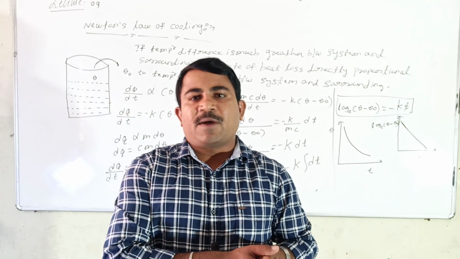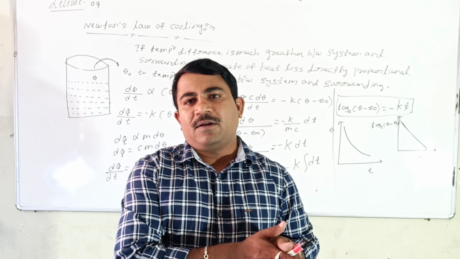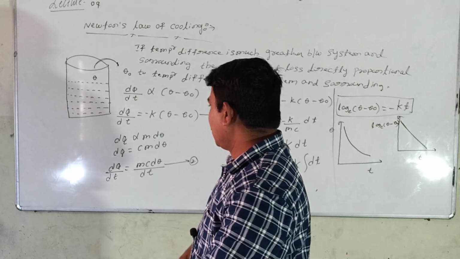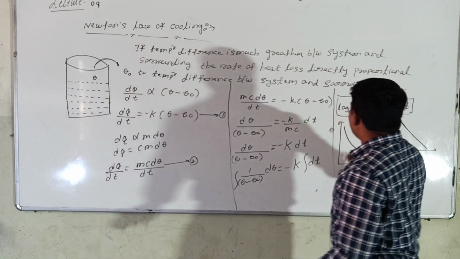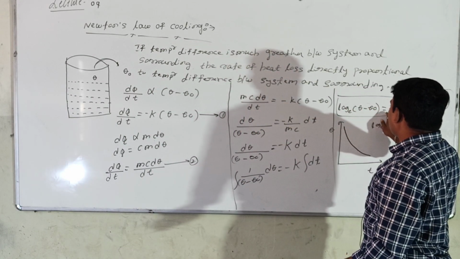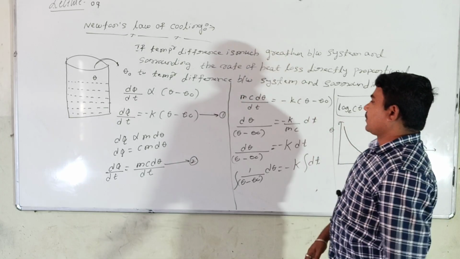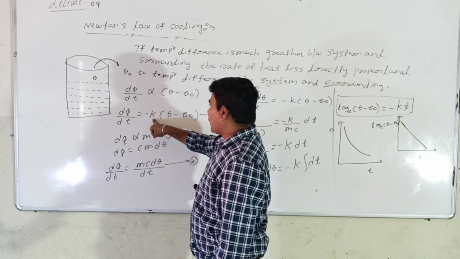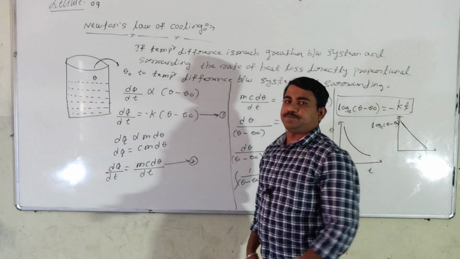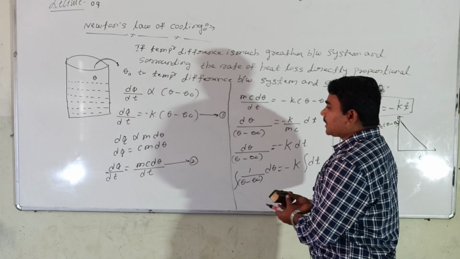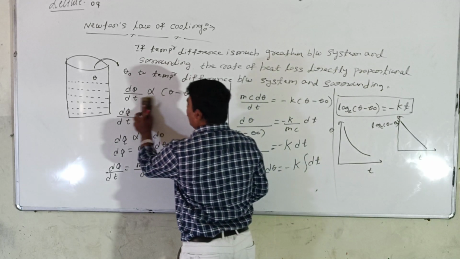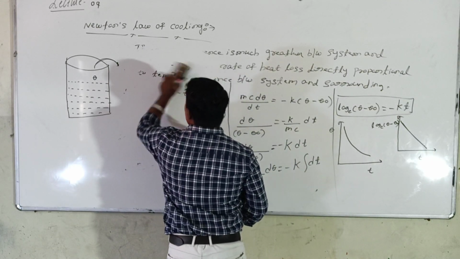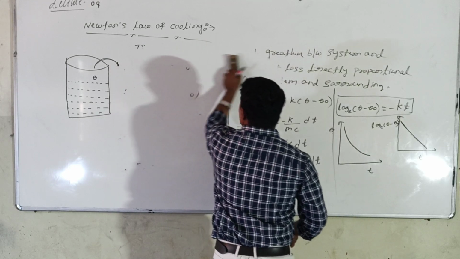But Newton's law of cooling is also useful to solve some numericals. On what basis? Remember these two formulas. What are those? Log to the base e of theta minus theta naught is equal to k into t. And this formula, the amount of heat loss, dq by dt, is equal to k into theta minus theta naught. But the Newton's law of cooling, again you can modify. How to modify it? See here.